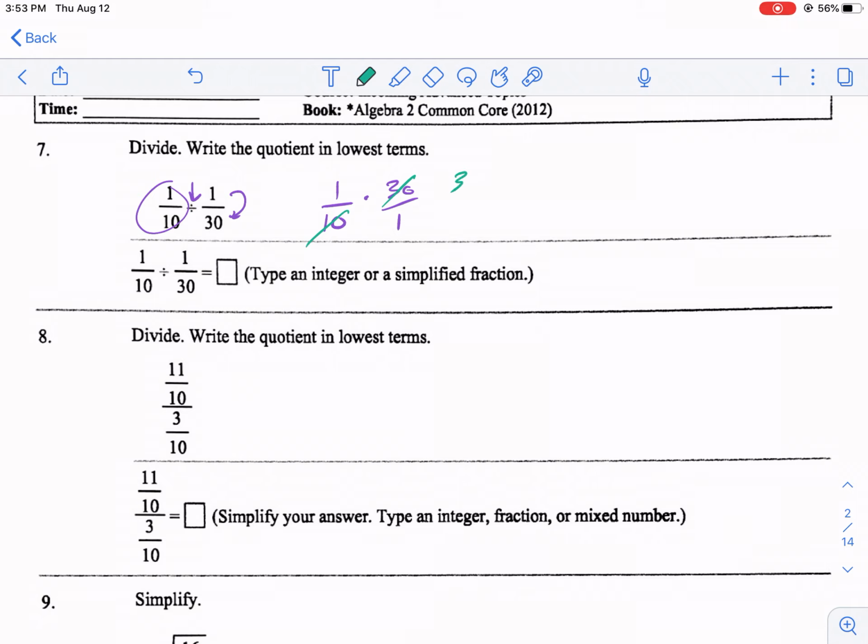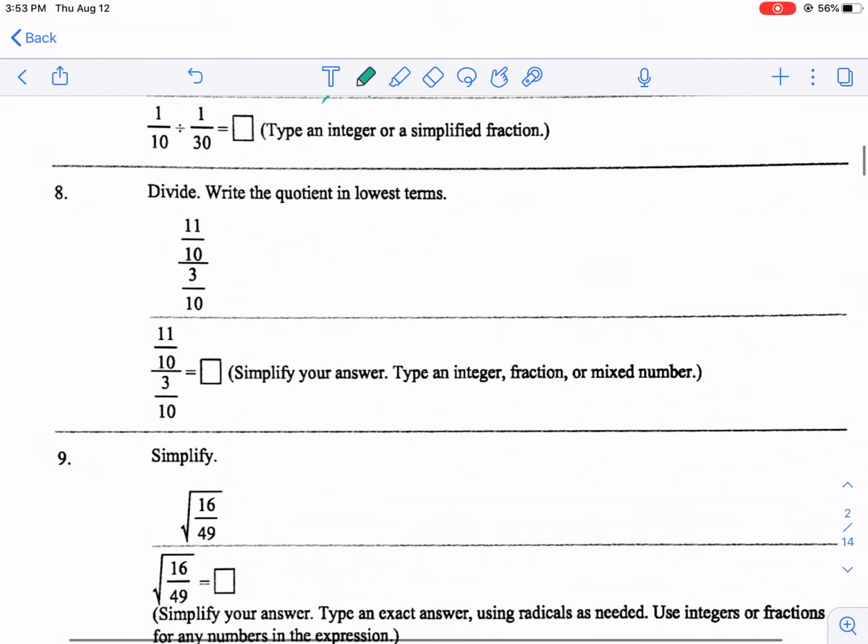And then that's 3, that goes into it 3 over 1, because we're going to divide both of those by 10, and so we get 3 as our final answer, or 3 over 1.